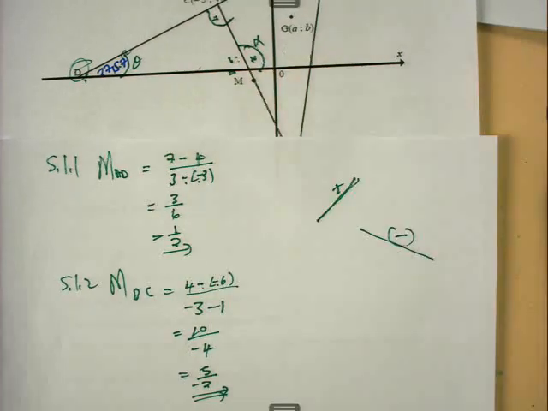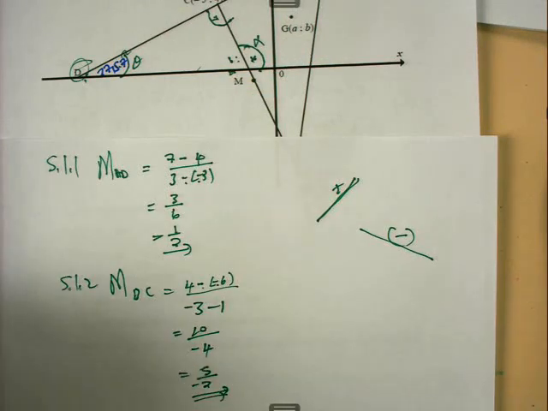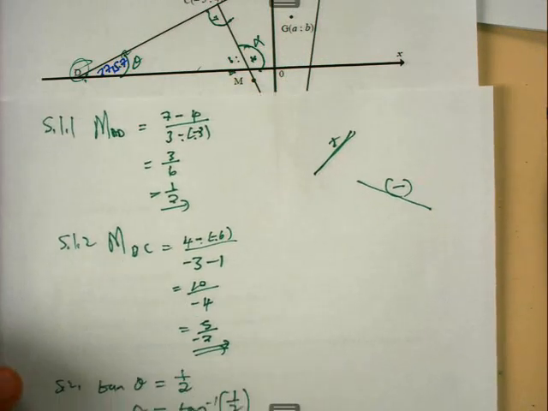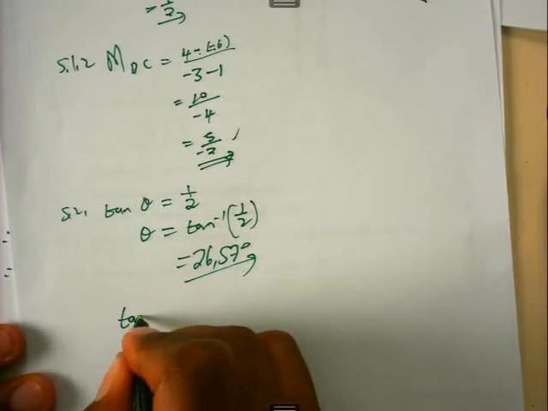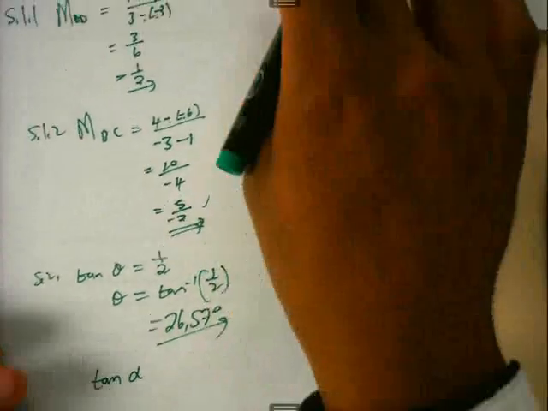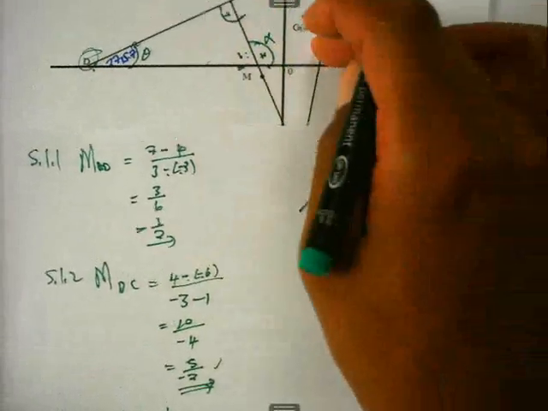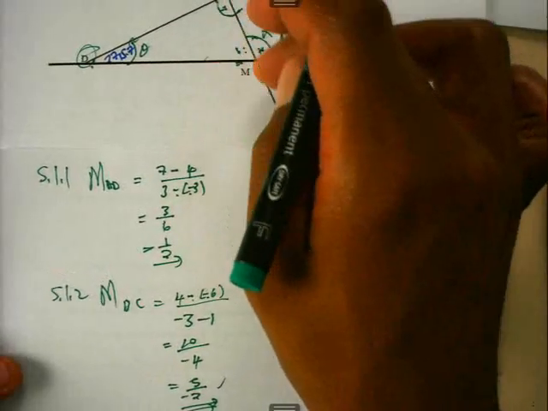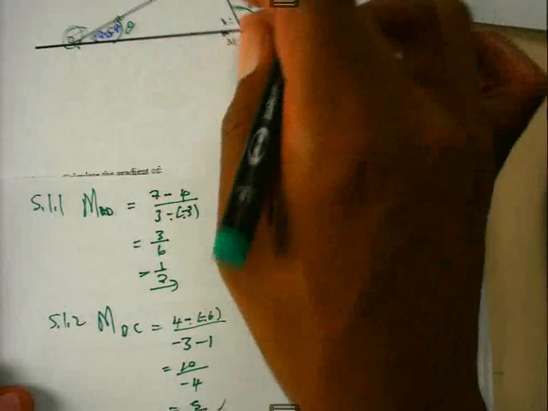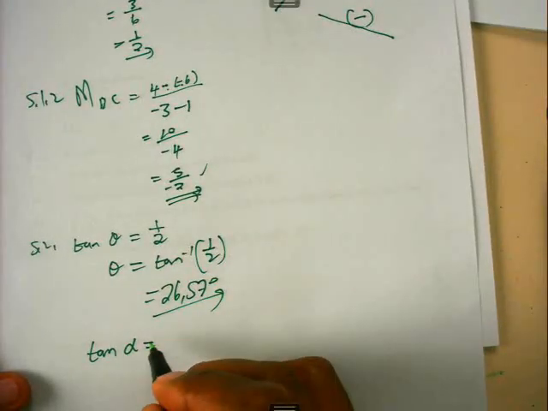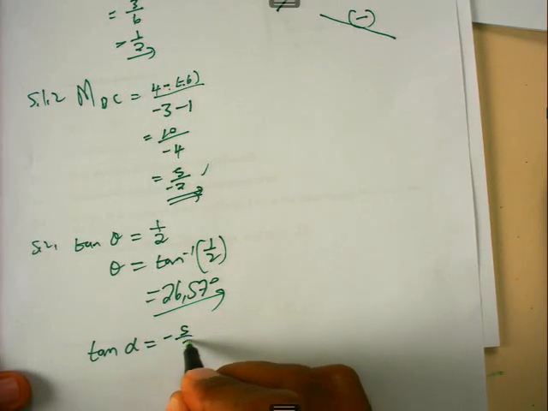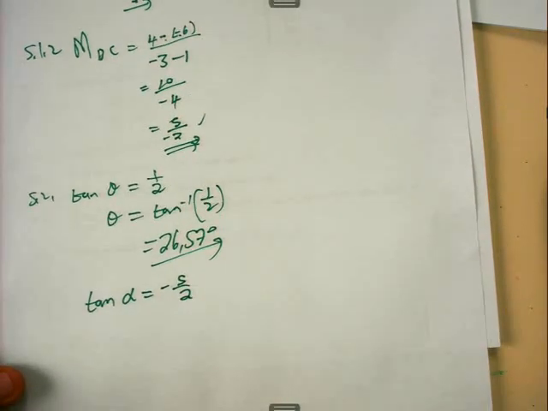Now, let us see if we can find the other one. Now, it means you are going to use this one here. We say tan of alpha, and we are referring to this one now, the angle that BC makes with the positive x-axis. Now, we're saying tan alpha is equal to minus 5 divided by 2.